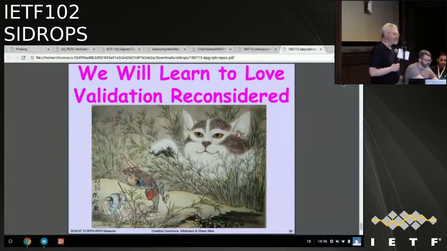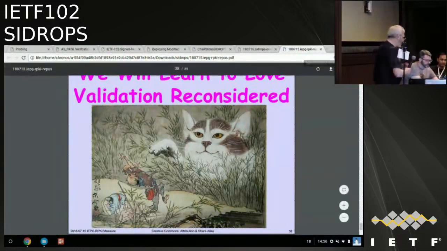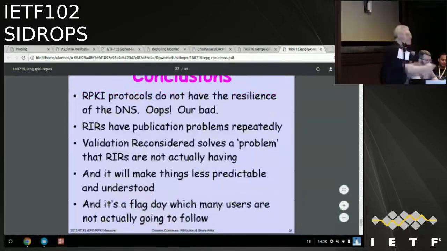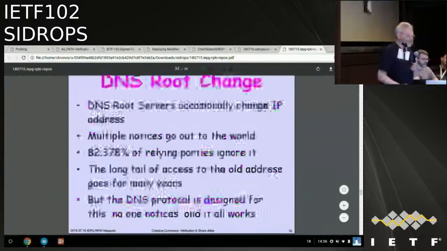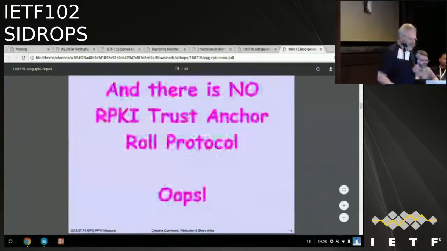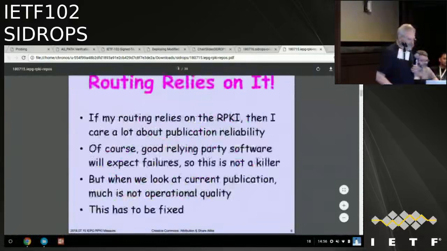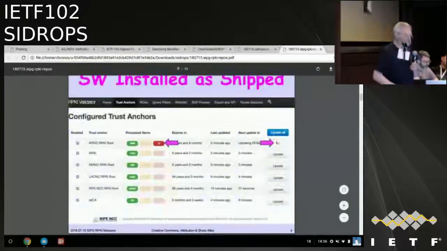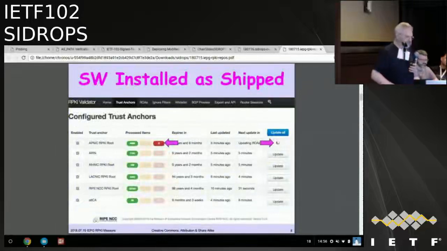Can you go back to Job Snijders' slide? Can you go back to the third slide? Third slide. That one. So that's it. Yes. That's the 8th slide.